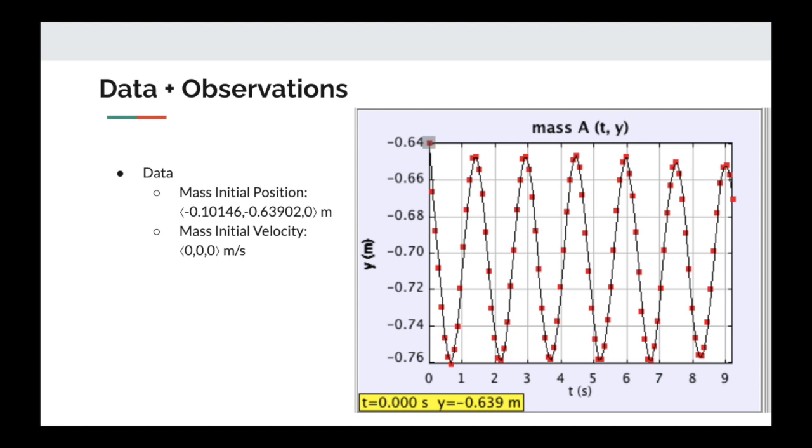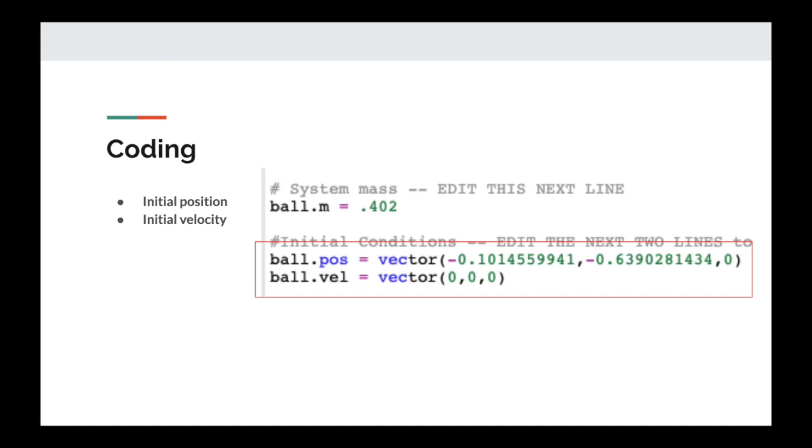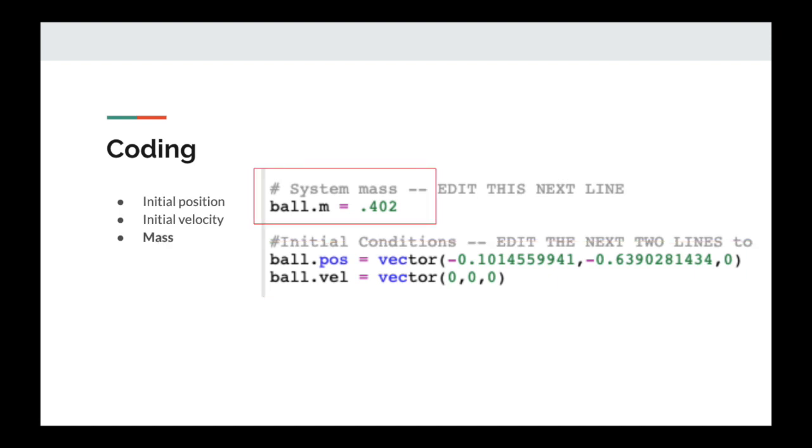Shown above is the y position of the mass over time. I used the data to set the initial position of the mass. Because the mass is released from rest, the initial velocity is 0. I then altered the code to reflect these vectors for the initial conditions. I also updated the mass for this experiment.